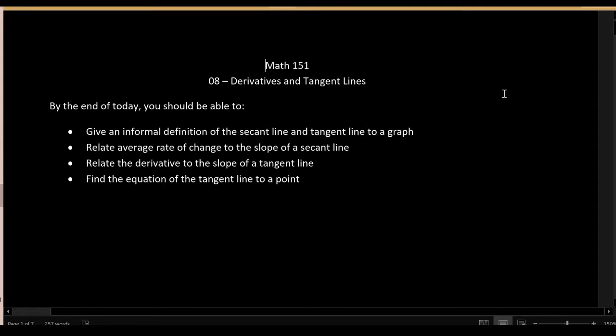By the end of today, we should be able to give an informal definition of what are called the secant lines and tangent lines to a graph. We should be able to describe a relationship between the average rate of change and the slope of a so-called secant line. We should be able to relate the derivative, aka the instantaneous rate of change, to the slope of a tangent line. And we should be able to find the equation of the tangent line to a point.